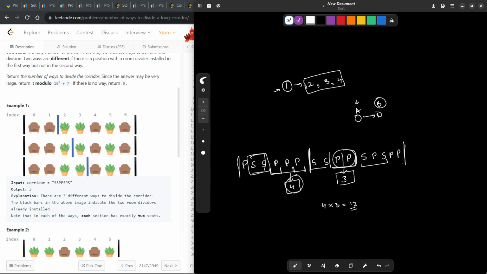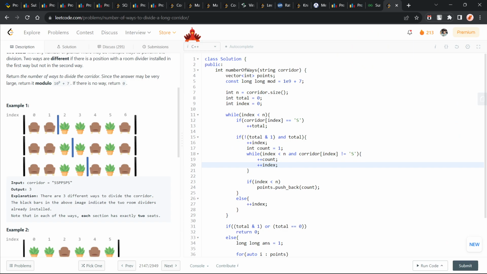And at the end, once I have all these values, I can just multiply them to find the total number of ways, because they can exist independently of each other, right? So what you see here is, I have initialized a vector called points. This will be storing the total number of ways I have, and I have initialized my modular value, and I have also initialized the corridor size with n, and I am going to calculate the total number of seats in the total variable and my current index as the index variable.